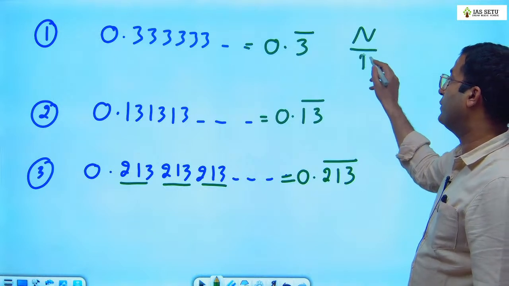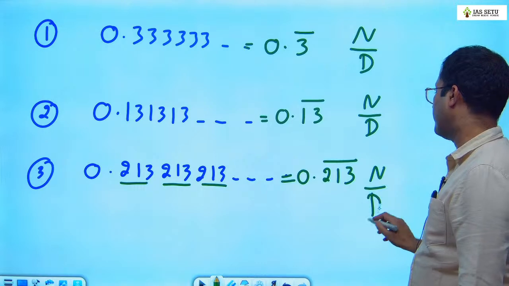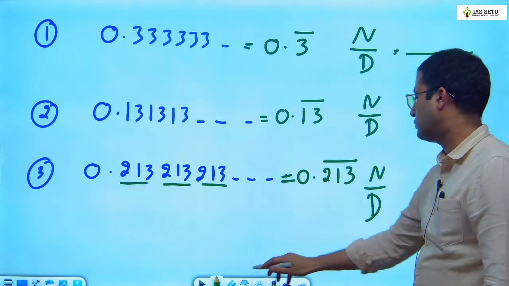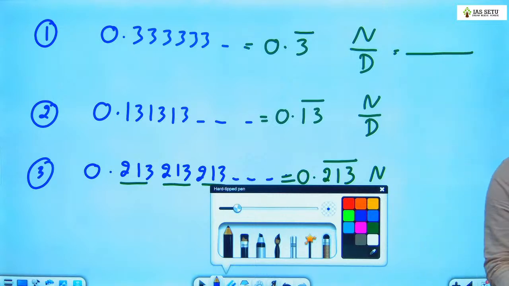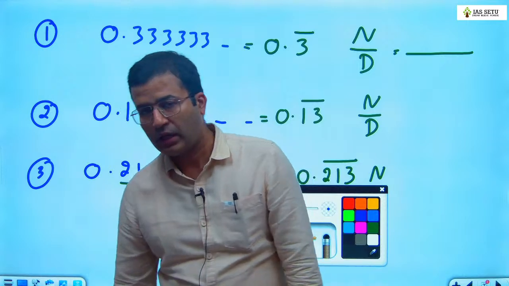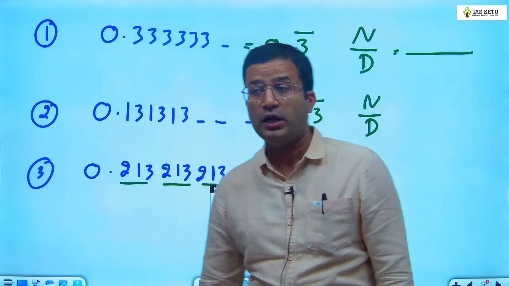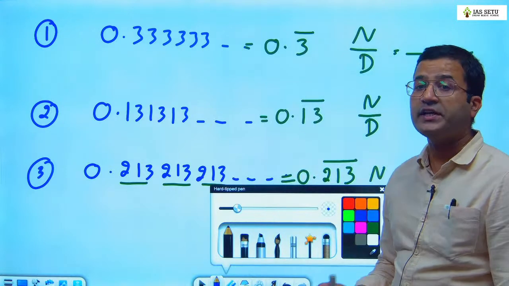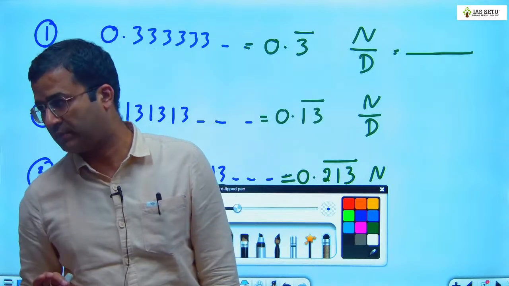Numerator upon denominator, numerator upon denominator. So now here we start with the denominator. I tell you the rule here for the denominator. Our rule number 1, and these are very easy questions. यहाँ पे एक ही rule है. In our denominator we have as many 9s as many digits under the bar.